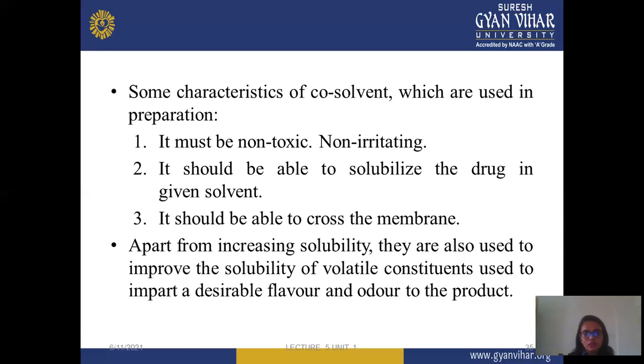Apart from increasing solubility, co-solvents are also used to improve the solubility of volatile constituents used to impart the desired flavor and odor of the product. If you use that particular compound for enhancing the solubility, you should know that it improves the solubility of volatile compounds also. And in this condition, there are no changes of flavor and odor. It should be a good flavor and odor.